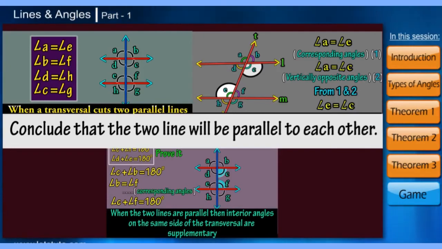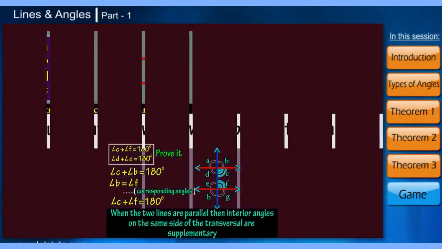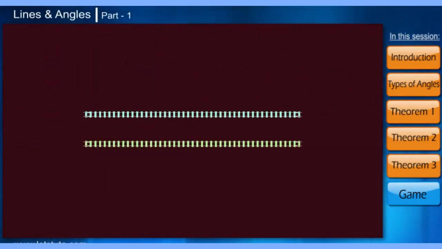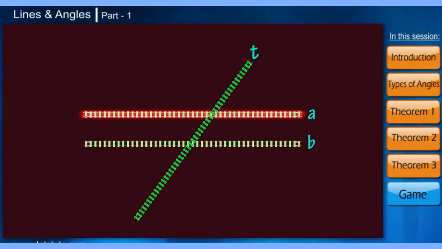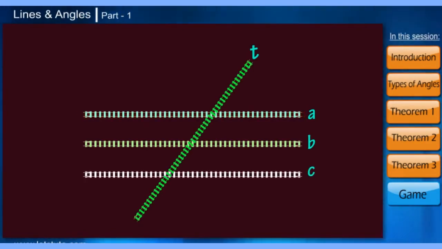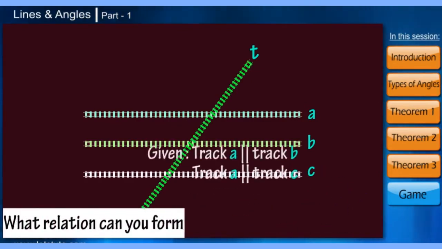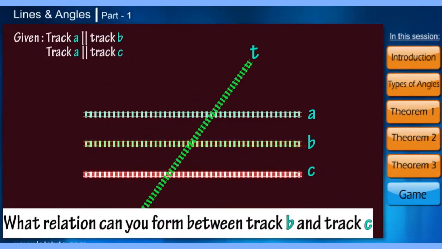Now, since we have learned so much about parallel lines and the angles formed by them, let's see if we can answer this question. You are given two tracks, A and B, which are parallel to each other. Both the tracks are cut by another track T. Track A also has another track C parallel to itself. Now, what relation can you form between track B and track C?